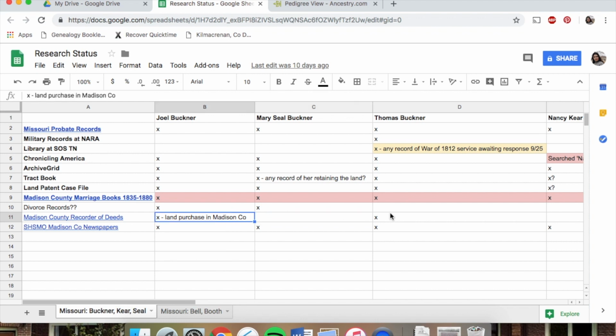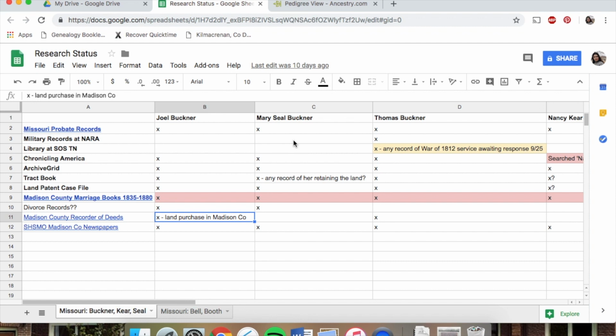So this, I think, is very helpful because when I'm looking at any particular source, I know that I could search for all four of these people at the same time, rather than looking at the source and only looking for Joel and then realizing a few weeks later that, oh man, I could have also looked for these three people. So it consolidates everything and makes it quicker and more streamlined to research.